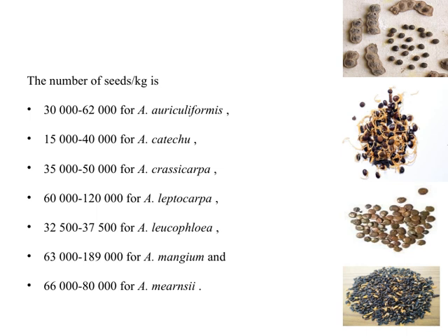Then we have A. leptocarpa, which has a notably higher seed count, between 60,000 and 120,000 seeds per kilogram. For A. leucophylla, the range is roughly 32,500 to 37,500 seeds. A. mangium stands out with an even broader range, from about 63,000 up to 189,000 seeds per kilogram. Lastly, A. myrnsii has approximately 66,000 to 80,000 seeds per kilogram.